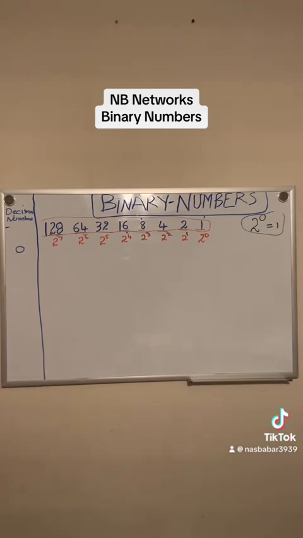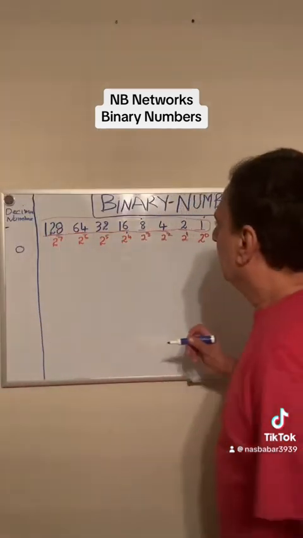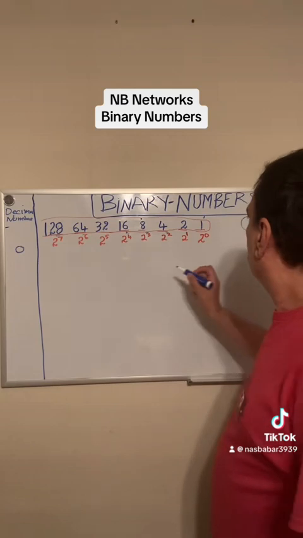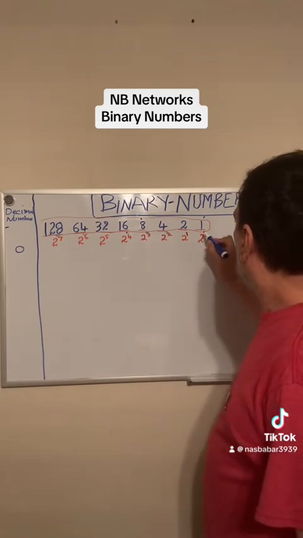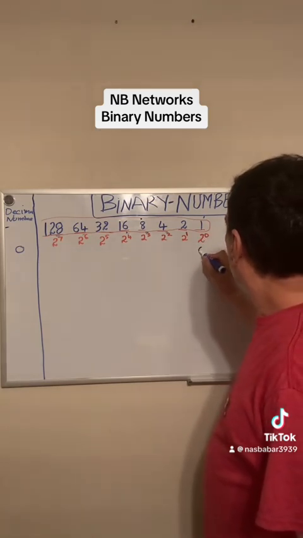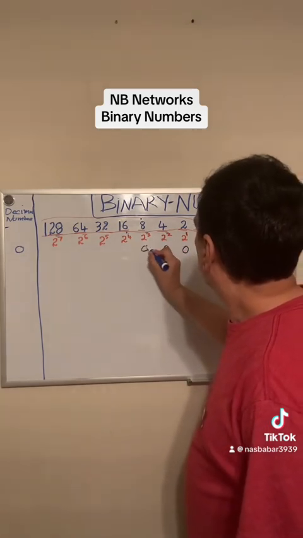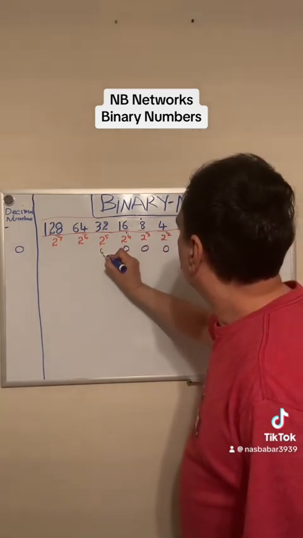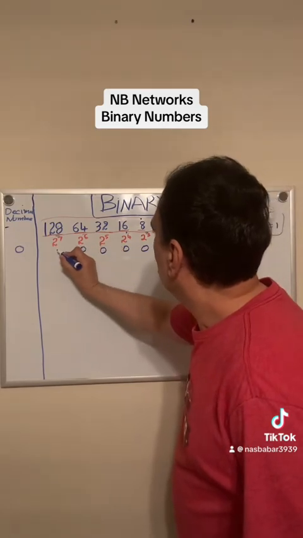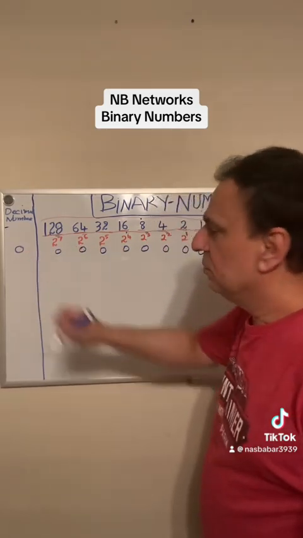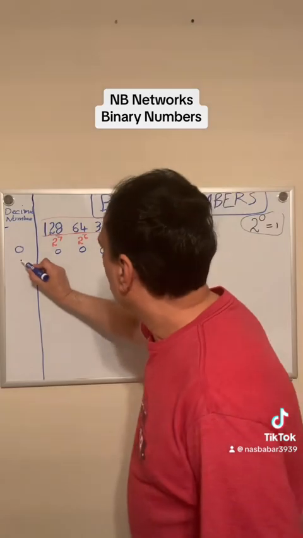So let's go ahead and start from here. So 0, I see that all of these right here are going to be off, and that will give you 0. Let's go ahead and do number 1.